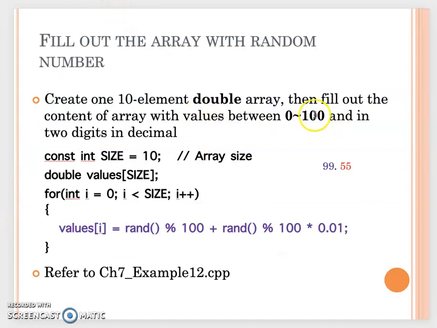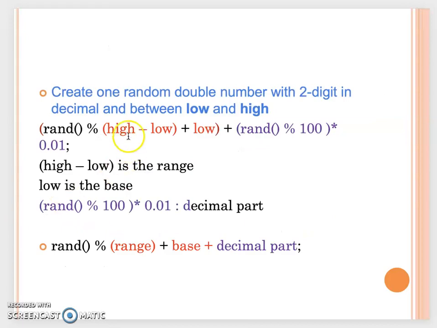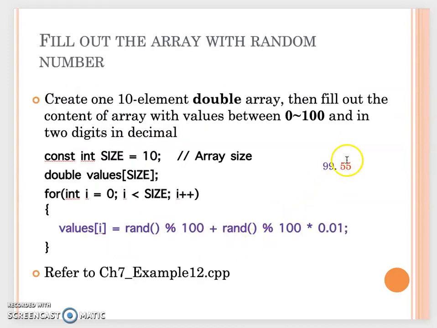But one thing is, when we say the decimal number between 0 to 100, right, then it can only go until 99. So be careful: when you divide mod, it's high minus low, then we plus the low. Then you see your decimal part is actually just two digits, and these two digits are between 0 to 99.